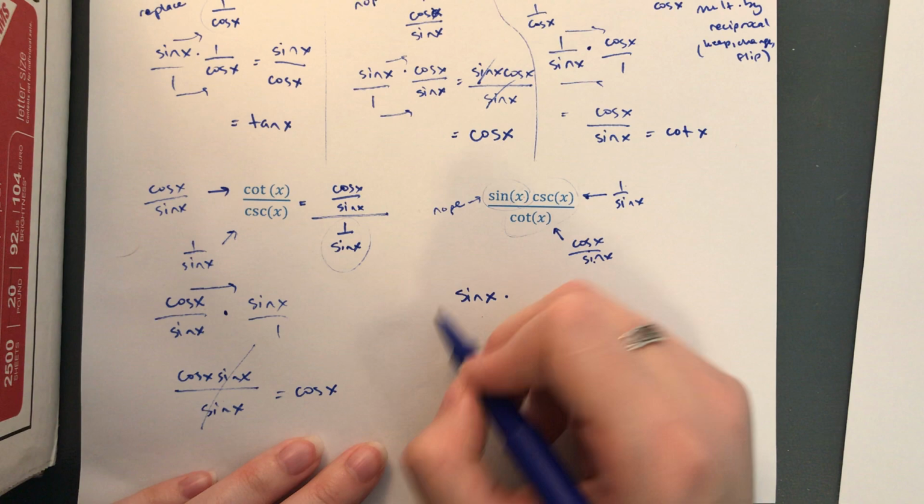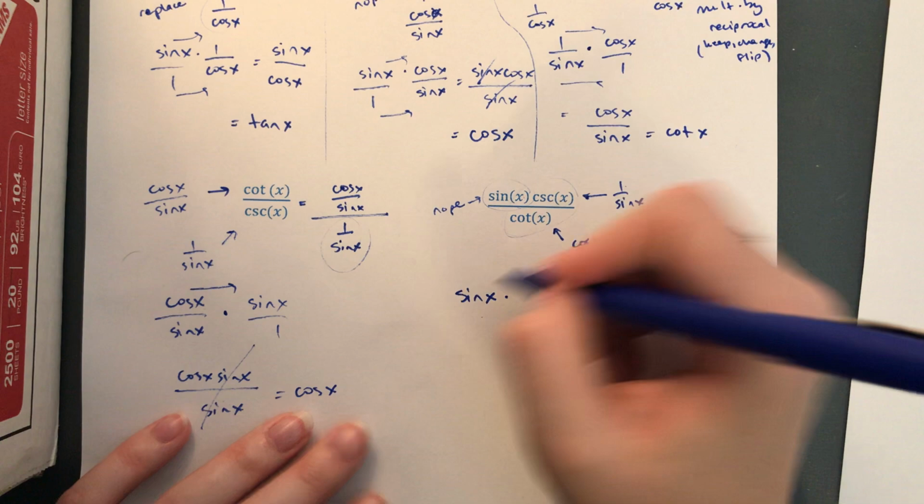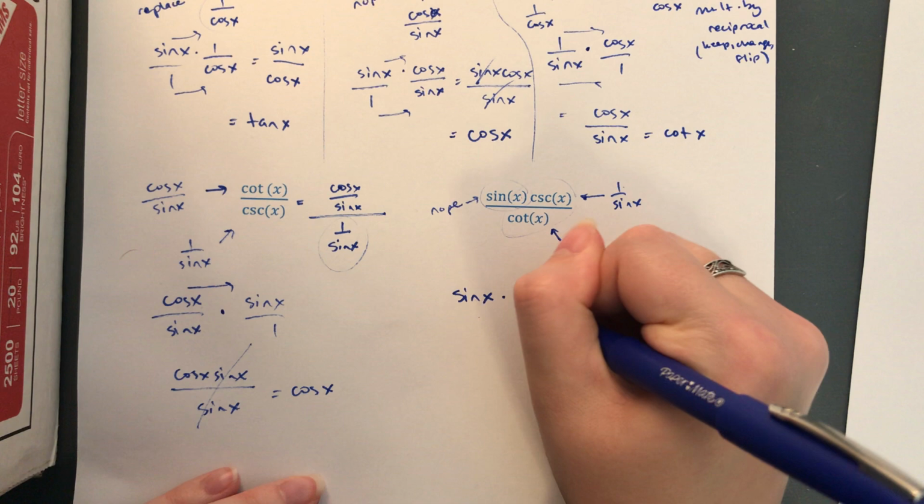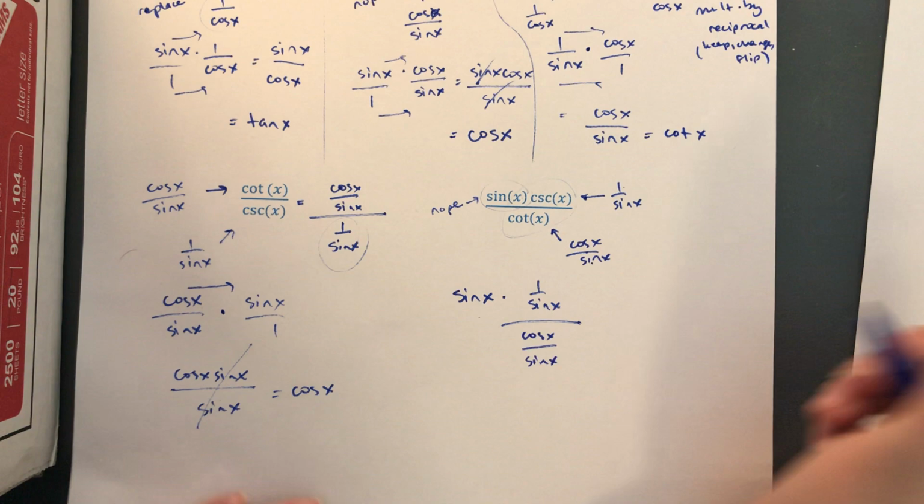So I'm just going to leave this sine kind of chilling out front because the sine's not really doing anything. We're not changing it. So I'm going to write the sine out front times cosecant, which is 1 over sine x, divided by cotangent, which is cosine x over sine x. So the sine doesn't need any simplifying, but this is a keep it, change it, flip it situation.